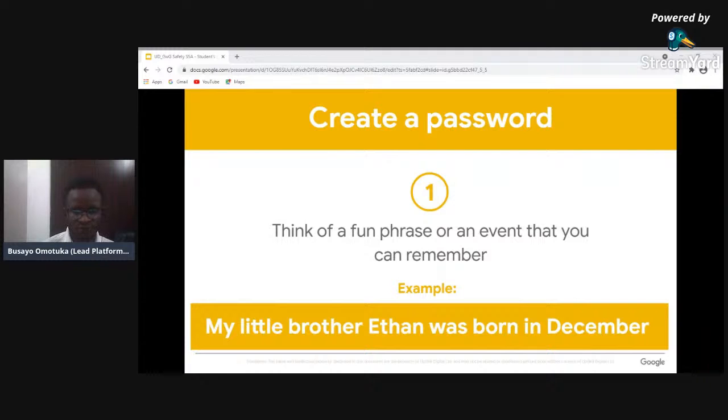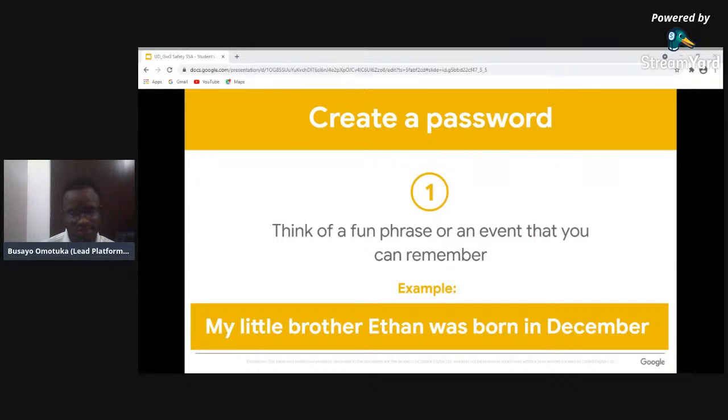Right, let's train them how to create it actually. So the first step is to think of a fun phrase or event that you can remember, and write it down. So you just ask the student to think of a fun phrase or a story that happened to them in the past. Ask them to write it down. So it can be any story. So it could be their family's favorite film or a children's book, or the school they attend, or what happened to them when they were young, and all that.